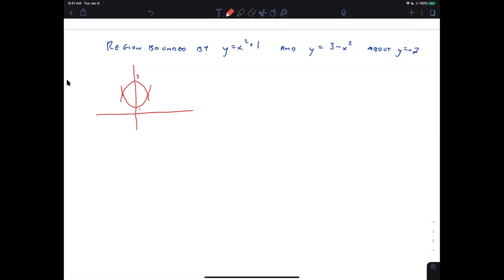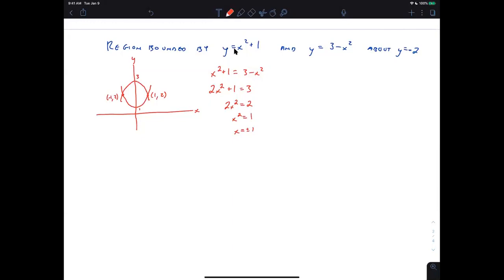And now we need the boundaries. So we're going to set x squared plus 1 equal to 3 minus x squared. I'm going to add x squared, subtract 1. So then x is plus or minus 1. That means that this is at (1, 2) and (-1, 2), and I'm getting the y values by plugging 1 into actually both of those. Either way, I should get 2. All right, any questions on how to get that diagram set up?